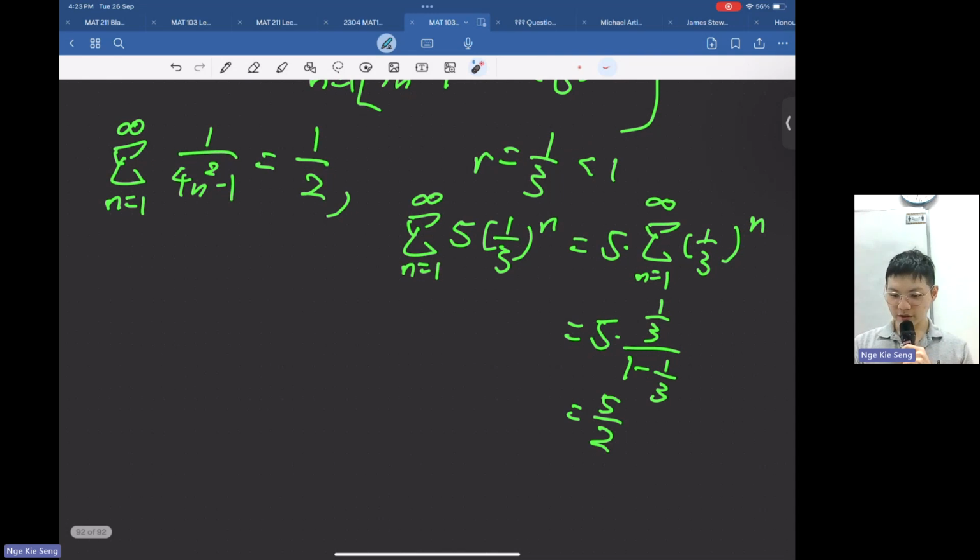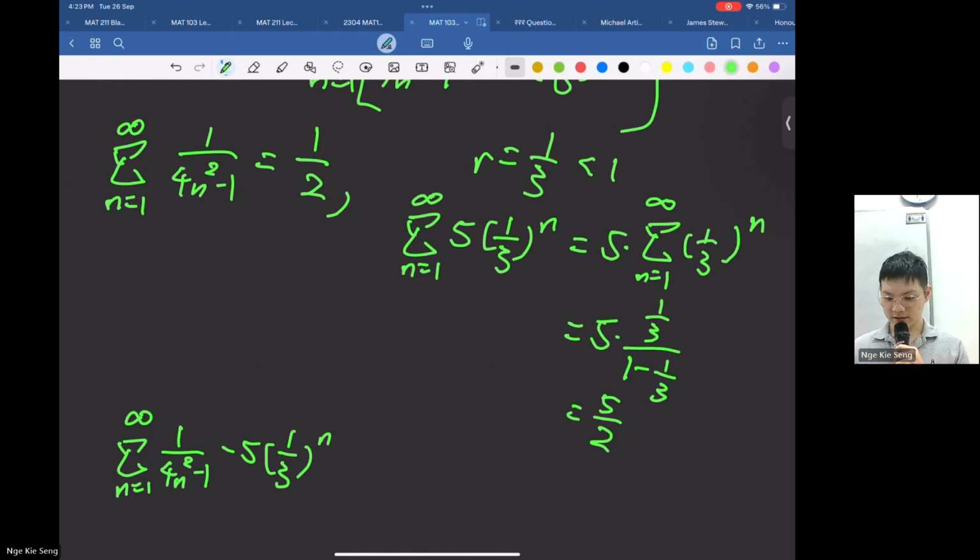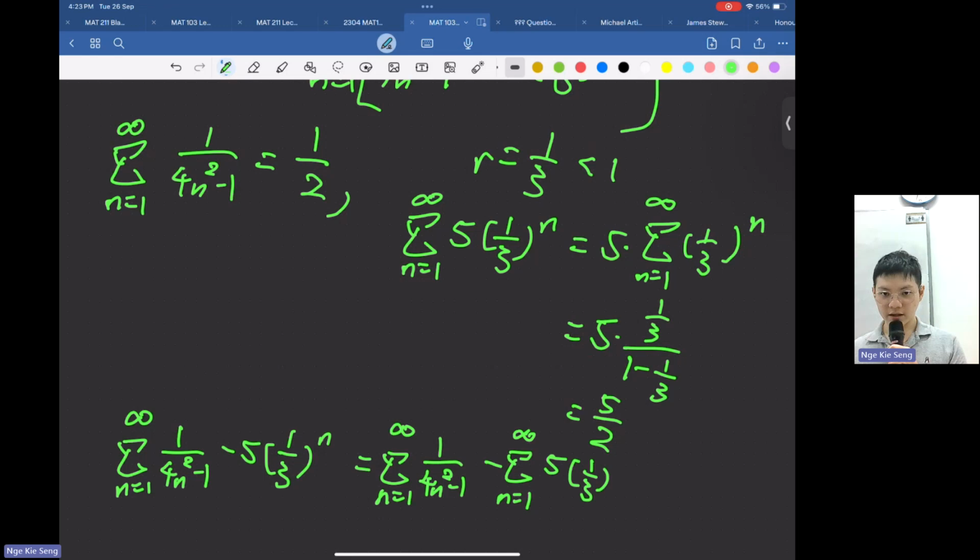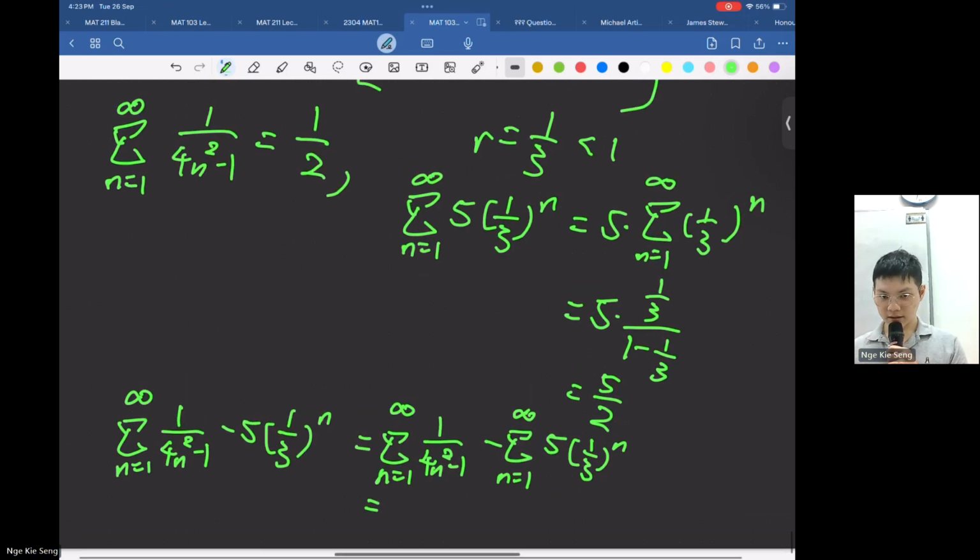So this is a difference of two convergent series. That means we can split the sum up, using the property just now, the linearity of convergence of series. And altogether we get half minus 5/2, which is -2.